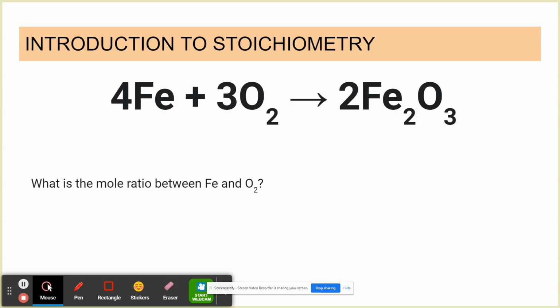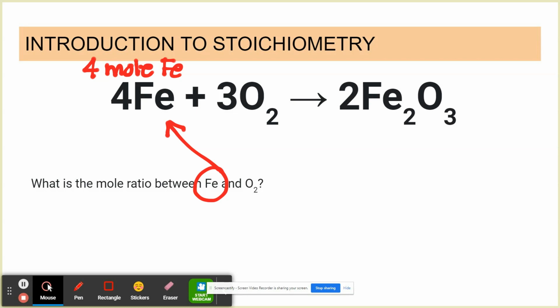So look at Fe. Fe is right there. You see it? So 4Fe. This 4Fe is actually read as 4 moles of Fe. Remember, guys, this can also be read as 4 molecules of Fe, but for stoichiometric problems, we just read it as 4 moles of Fe. You got it?